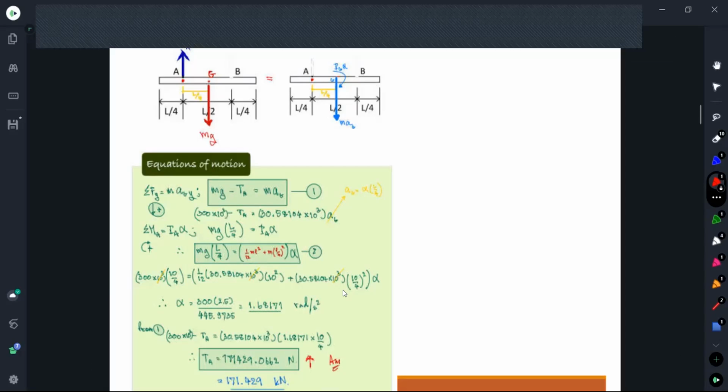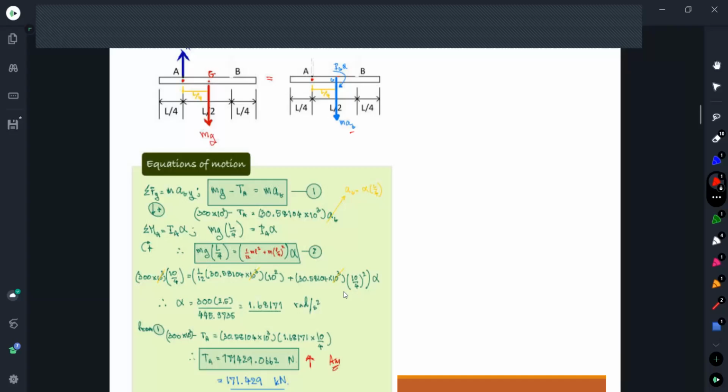And for the kinetic diagram, the beam should go down, and we have m a_G going down, and it also has rotation with angular acceleration alpha. Okay, so according to this picture, we can derive the equations of motion like this.